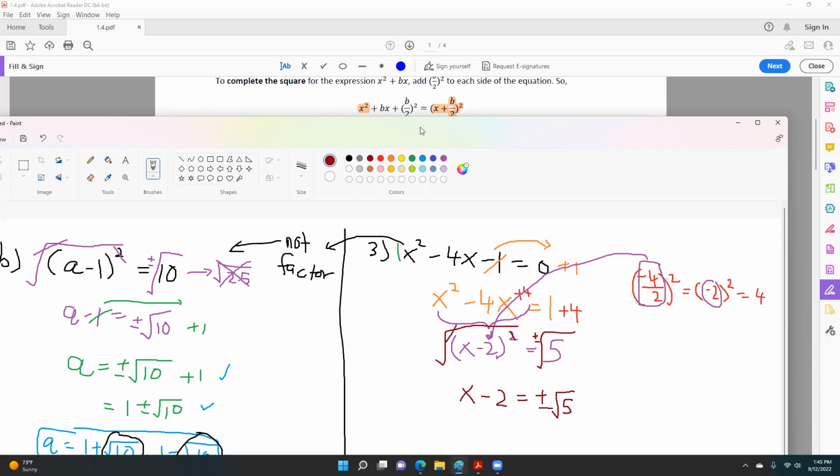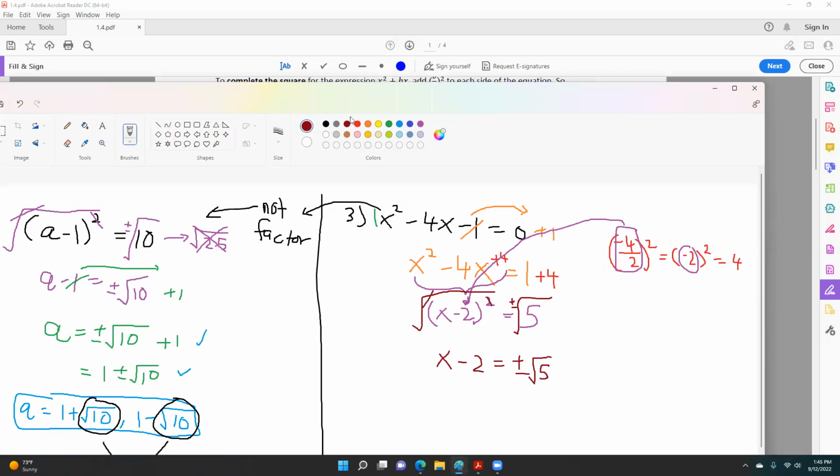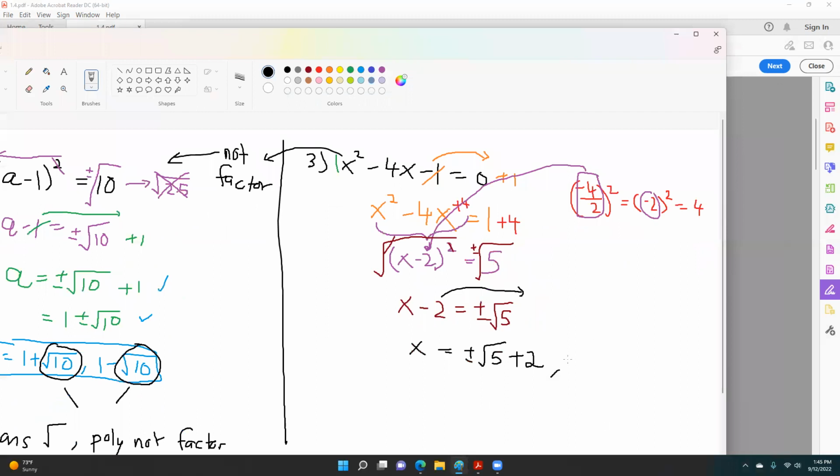So next, the last thing we have to do here is to solve for x. So we have to add 2 to that side. So your answer in this case will be plus minus root 5 plus 2. Or if you want to write it down, it can be 2 plus minus root 5. Again, they are the same. As long as they are positive, you can do it.